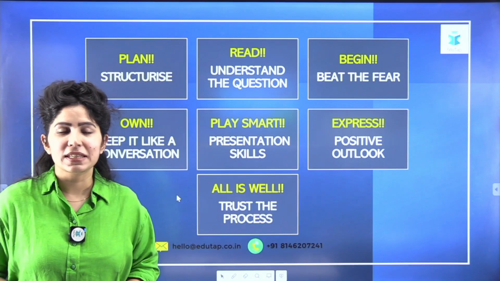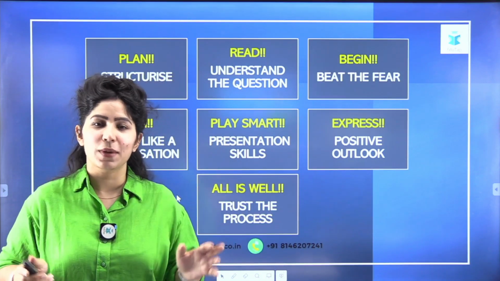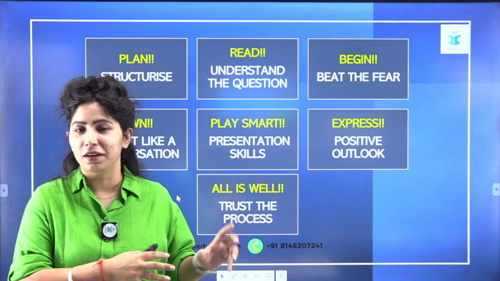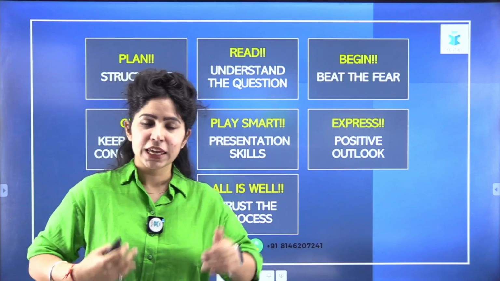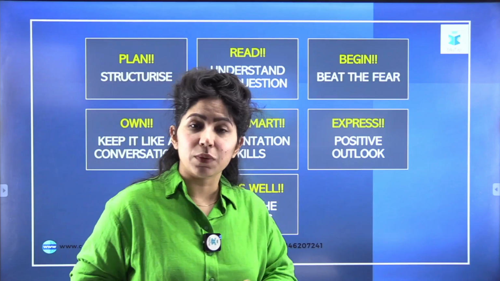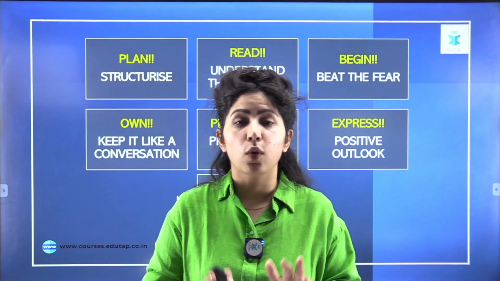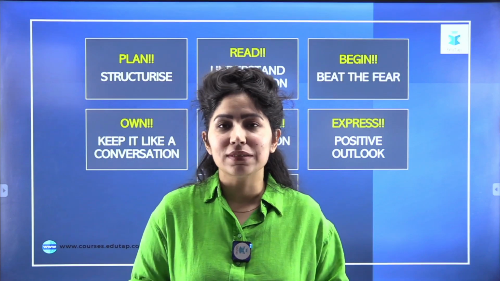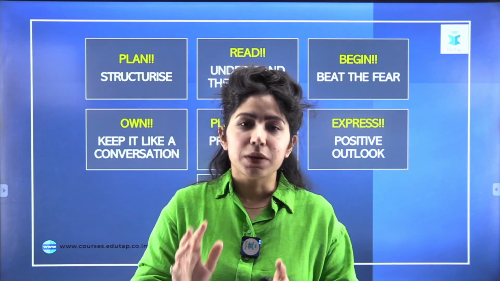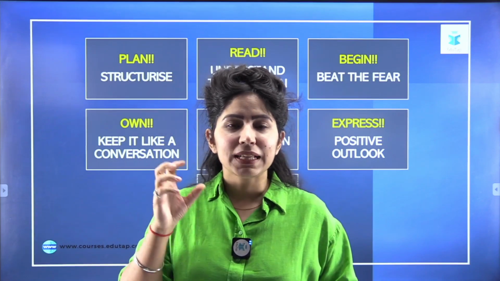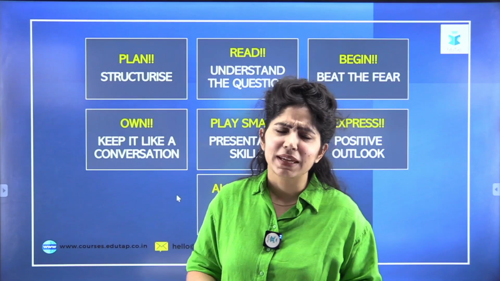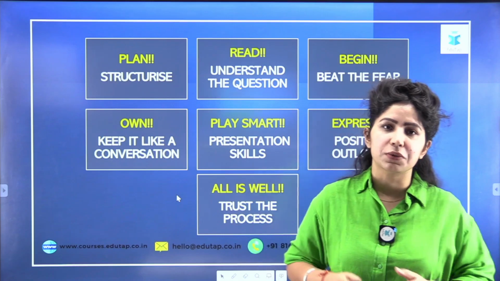And finally, what is the seventh tip that we have? All is well. I'm sure you're aware of the dictum from the movie. All is well, trust the process. You don't have to answer all the 6 questions that appear. You have to answer only 4 out of them. And you don't have to answer all the 4 at once. You have to answer them one by one. So pick the easiest questions first. Answer them, get some motivation, move on to the hardest question.